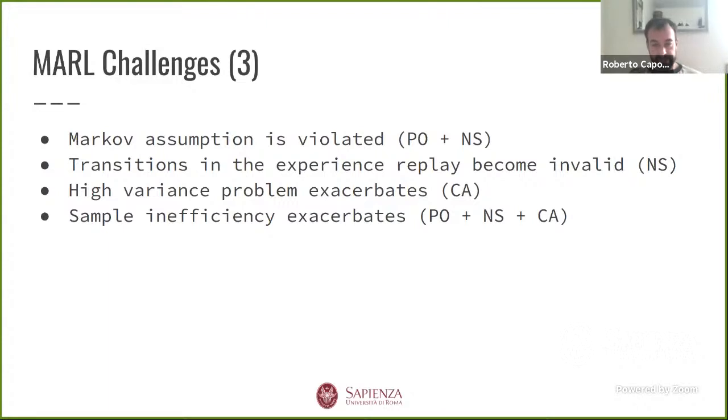The issue of credit assignment leads to very high variance in the problem, which is very difficult then to solve and learn. And all in all, we get a very high sampling inefficiency by summing up all these three components. So in order to do multi-agent reinforcement learning, compared to single-agent reinforcement learning, you will need many more data.